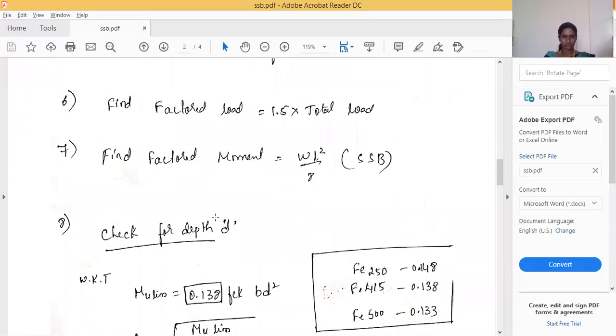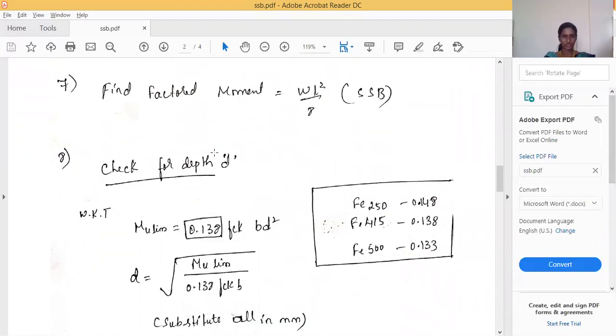So next we have to check for the depth. For checking depth, we have one formula. Mu limit is equals to 0.138 FCK BD square. See this 0.138, this value will change depending upon the grade of the steel. So here I have given the different values depending upon the grade of the steel. For Fe250 it is 0.148, Fe415 it is 0.138, and Fe500 it is 0.133. So depending upon the grade of the steel, you have to take this value.